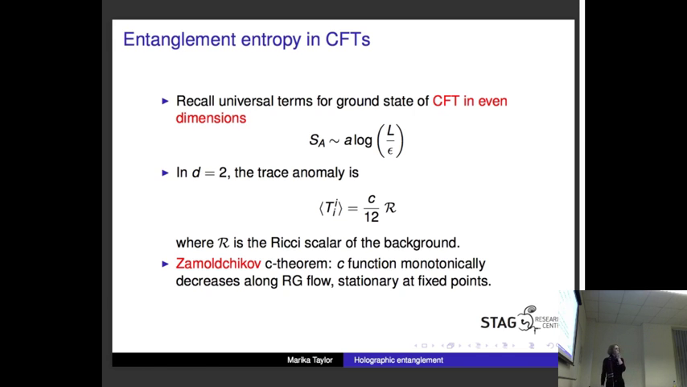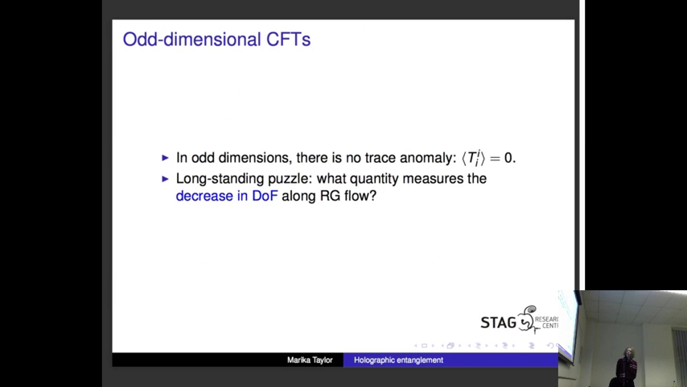Is this then what they call the A theorem? The A theorem, exactly. And that's why I use the coefficient A. That's right. So there are almost proofs of this. Okay, but it's a very long-standing puzzle what you would do in an odd dimensional conformal field theory. So if you're in 3 dimensions, 5 dimensions, and so on.